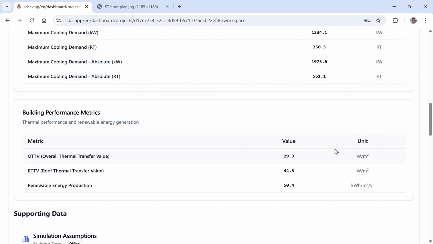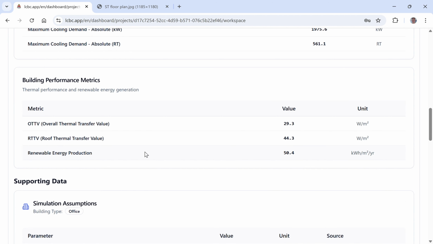If we scroll down, the software also calculates the OTTV, the overall thermal transfer value. In this case, it's 29, and that's much lower than the required maximum value of 50. It also calculates the RTTV, the roof thermal transfer value, in this case 44, also within the threshold. And it calculates the renewable energy production.